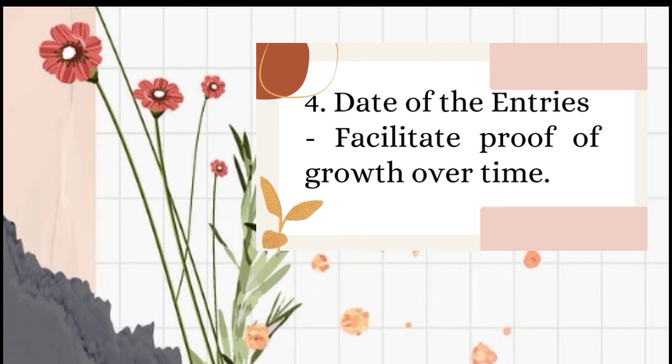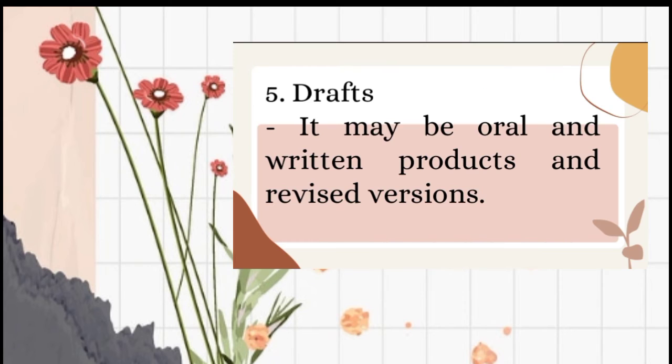Fourth is what we call dates of the entries. Facilitate proof of growth over time. So in this kind of element, it gives the specific dates that have to be included for all entries to facilitate evidence of growth over time. The fifth element is what we call drafts. It may be oral and written products and revised versions.